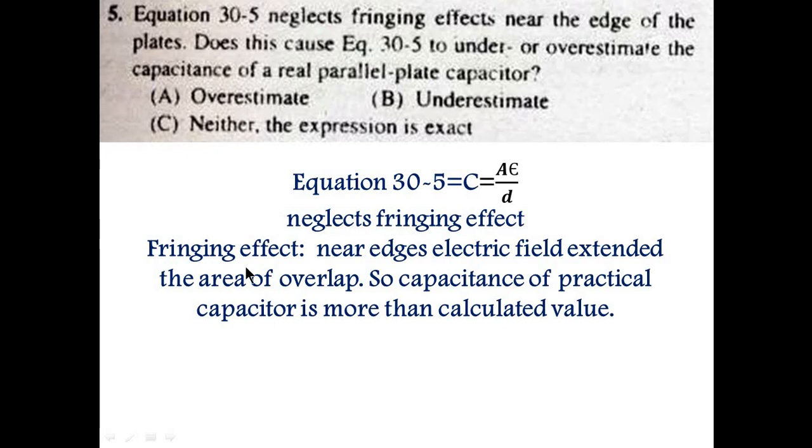So first of all we have to know what the fringing effect is. Fringing effect means that near the edges the electric field extends beyond the area of overlap, so that the capacitance of a practical capacitor is much greater than the calculated value. So here we are actually underestimating the value of capacitance through this equation. So option B is the correct option.